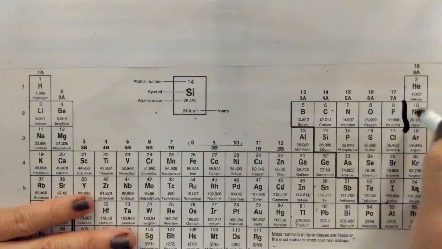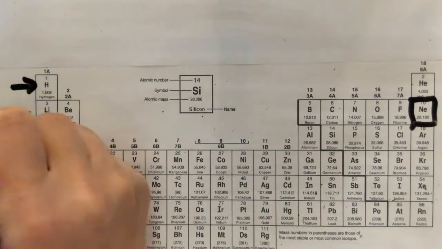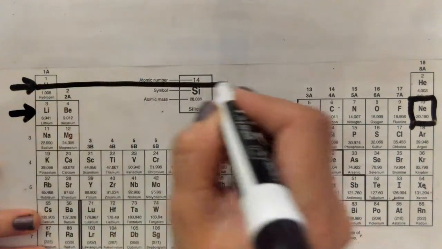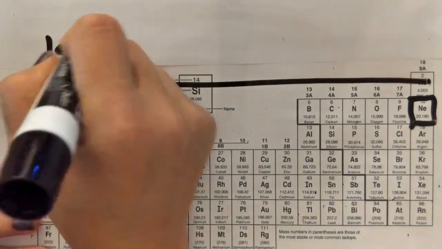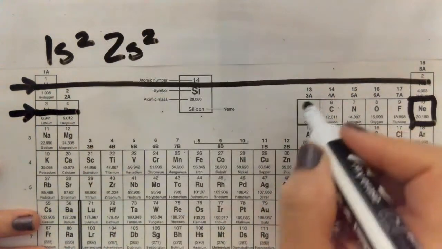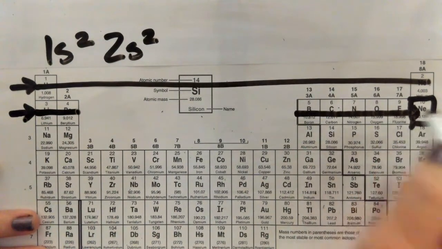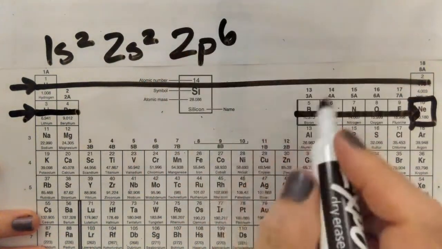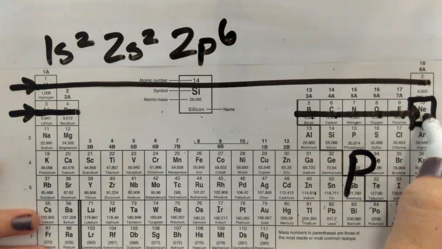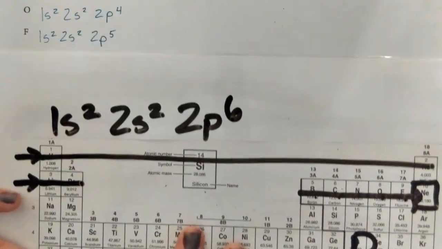Next is neon. Here is neon. It's still on row 2. So we have to go through row 1 and then all the way across row number 2. So when I go through row 1, I get 1s2. Then now I'm on row 2, 2s2. And now it's 2p, 1, 2, 3, 4, 5, 6, 2p6. Row 2, P block, 6 blocks into the P block. So neon is 1s2, 2s2, 2p6.